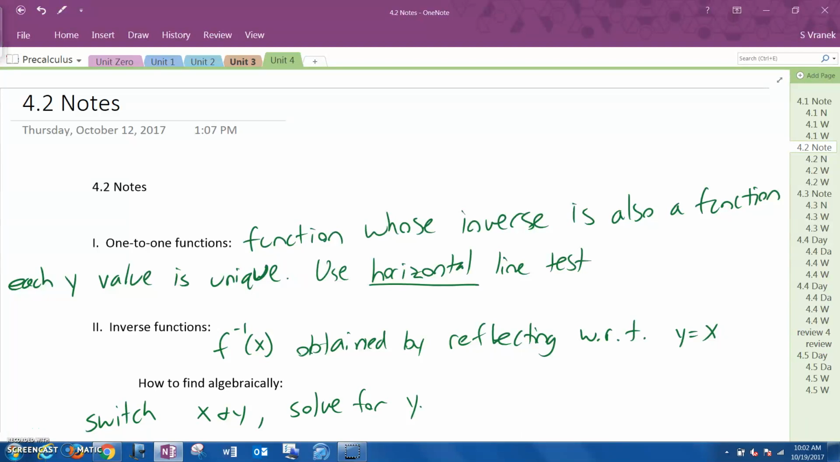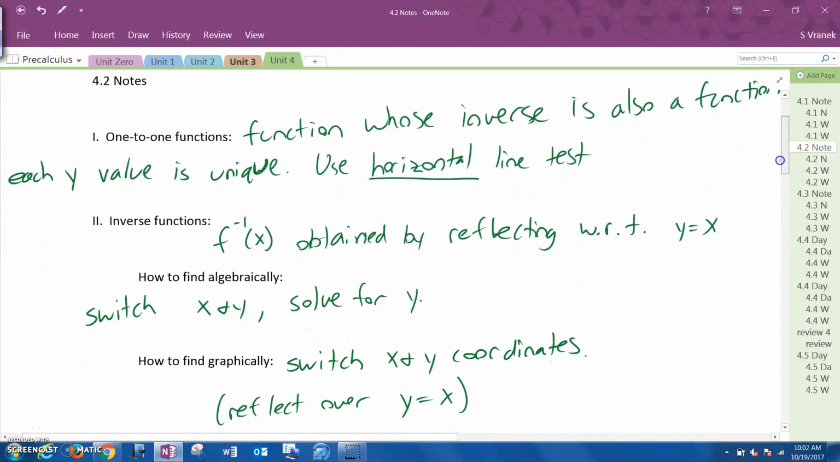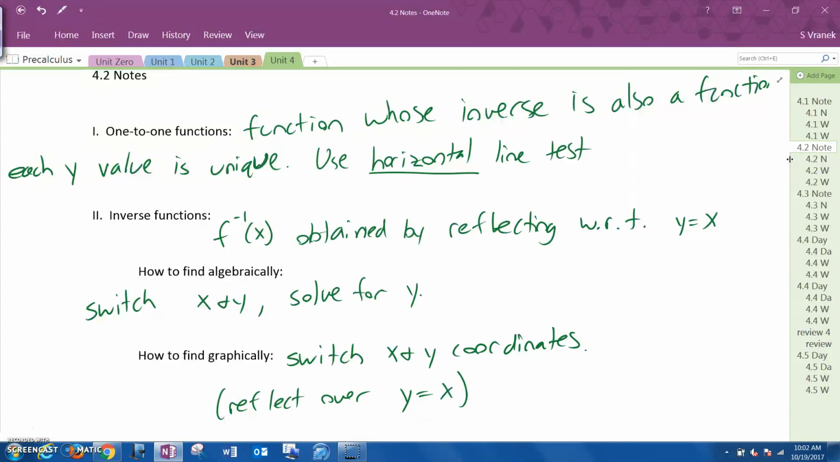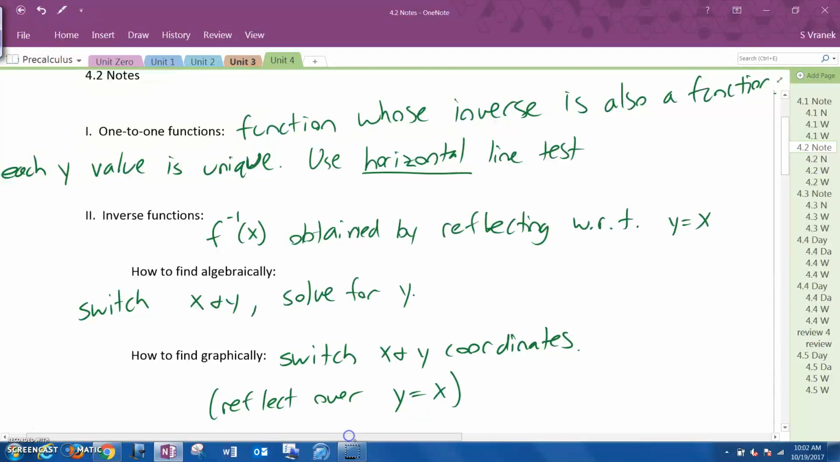Alright class, today we're going to talk about one-to-one functions and inverse functions. So first thing we're going to do is, if you want to pause the screen and write this stuff down, I'm going to just talk through it real fast also. So actually, why don't you listen to me as I talk through it and then pause to write it all out. A one-to-one function is a function whose inverse is also a function.